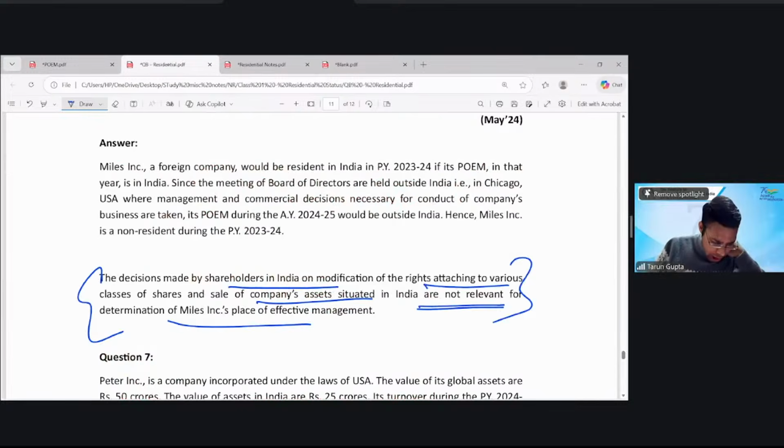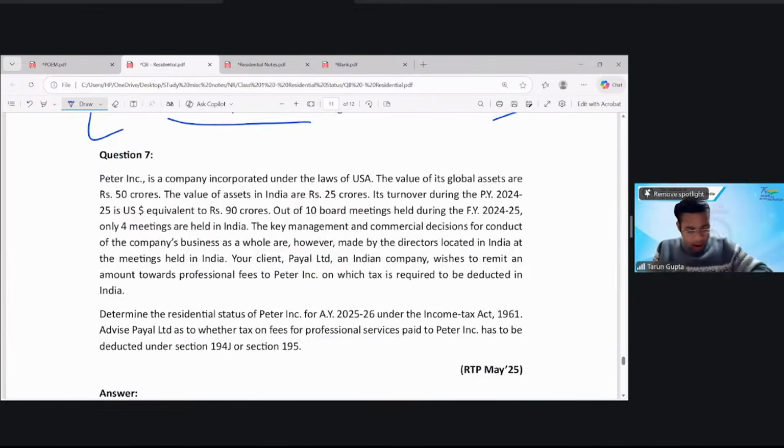So, the last question was: Peter Inc. is a company incorporated under the laws of USA. It's a foreign company. The value of its global assets is 50 crore. The value of assets in India is 25 crores. So it's not less than 50%, it's exactly 50%. But I need less than 50% in India. The AOBOI condition is not satisfied. Even if one of the conditions is not satisfied, then the company cannot be said to have active business outside India.